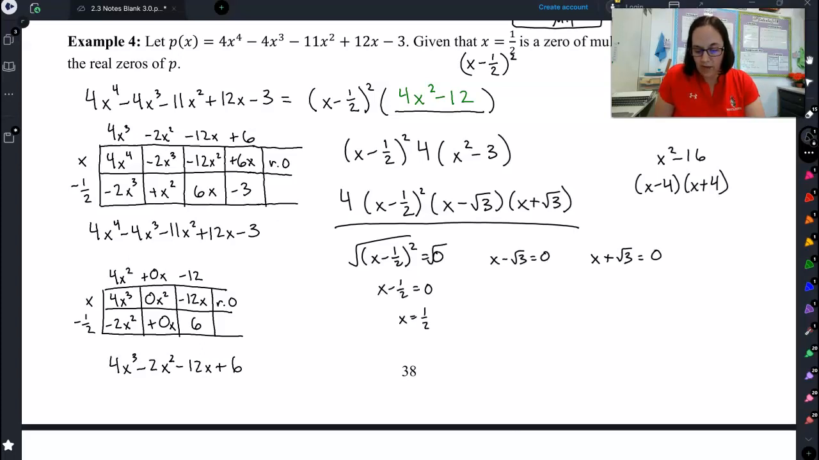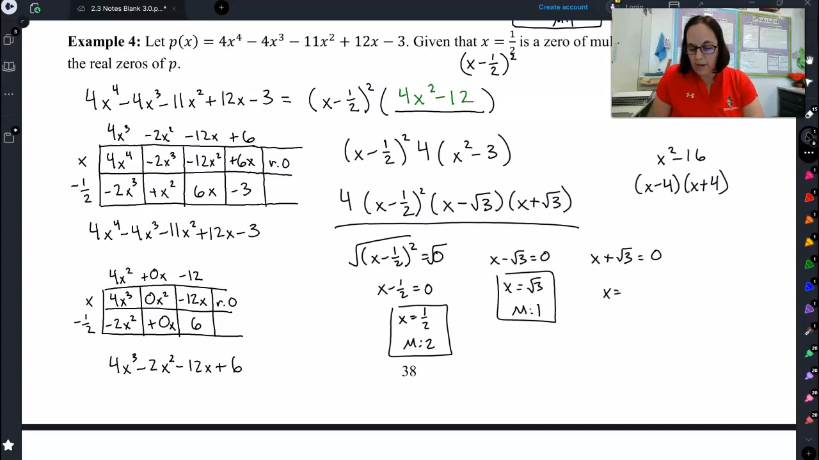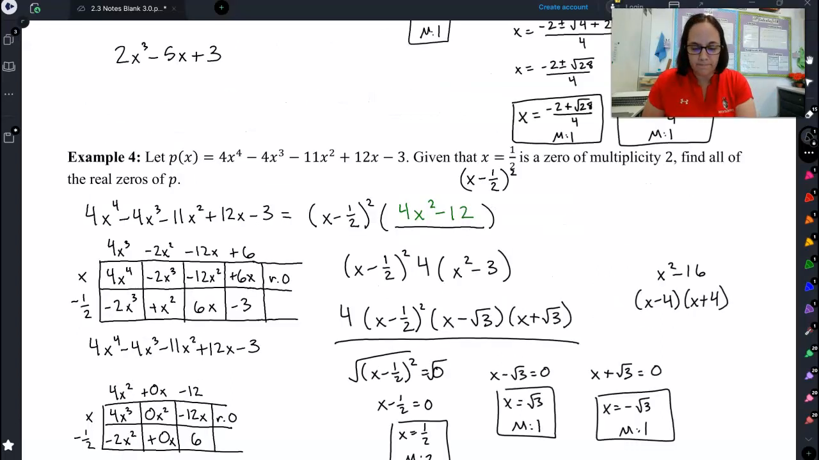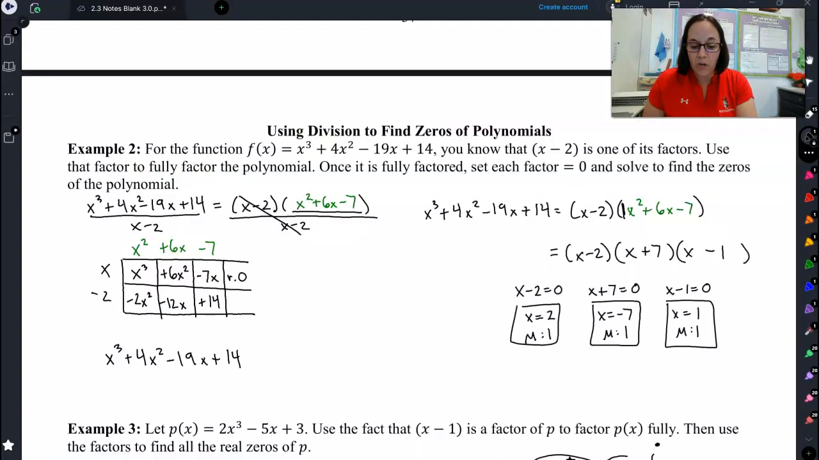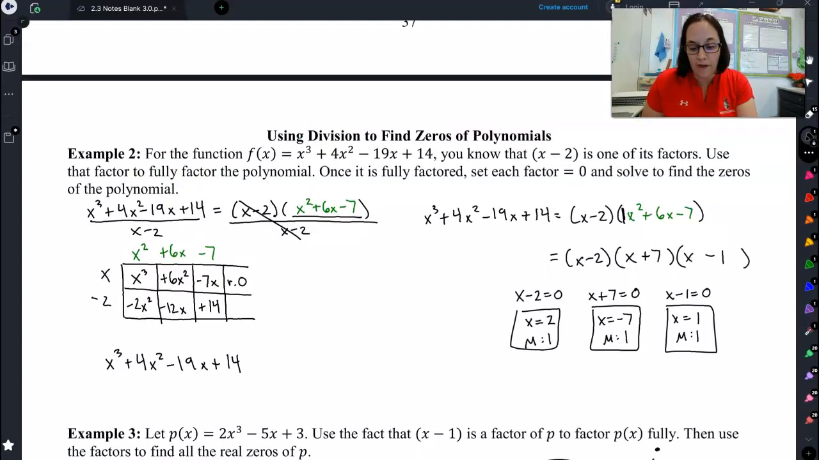So I get x equals 1/2 with a multiplicity of 2, x equals root 3 with a multiplicity of 1, and x equals negative root 3 with a multiplicity of 1. And there's all my answers. So that is how we can use our division to fully factor a polynomial all the way and then take our fully factored form to find those roots or those x-intercepts.